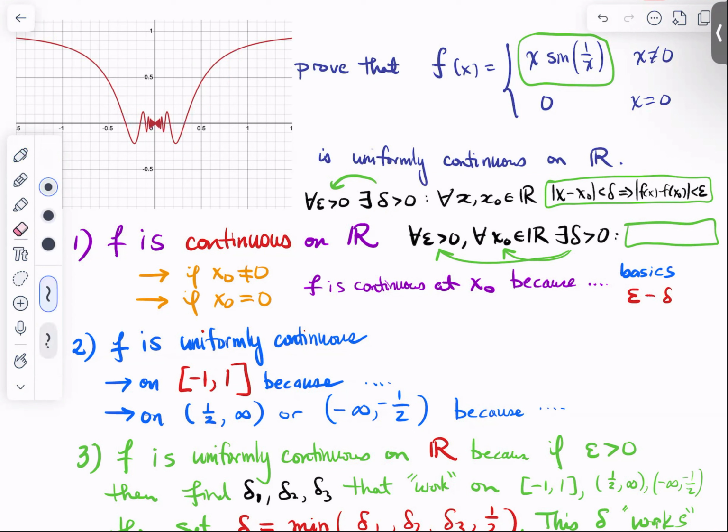The graph is getting arbitrarily steep. And so you might wonder, well, maybe the same thing happens with our problem. Indeed, the graph does get arbitrarily steep right in the middle.